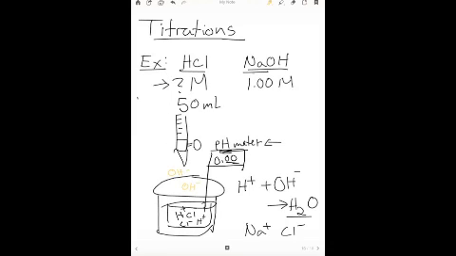Once we begin adding our sodium hydroxide solution, the hydroxide ions will react with the hydrogen ions in solution to make water. Once so much sodium hydroxide has been added, the solution would turn a color because of an indicator, which you would have added before the titration begins. When the solution has turned this color, it indicates that just enough hydroxide ions have been added to react with all the hydrogen ions to make water. And at this point, we call it the endpoint.